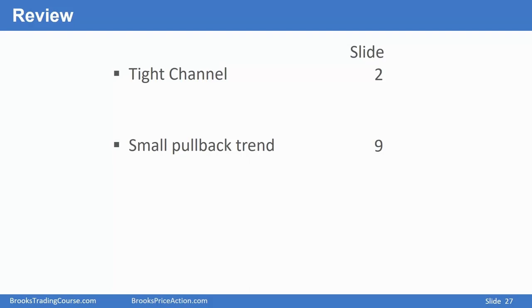They always look like they're forming legs within trading ranges. But once you start to see gaps, even if the gaps are not particularly impressive, you have to assume that it's a small pullback trend and not a leg within a trading range.